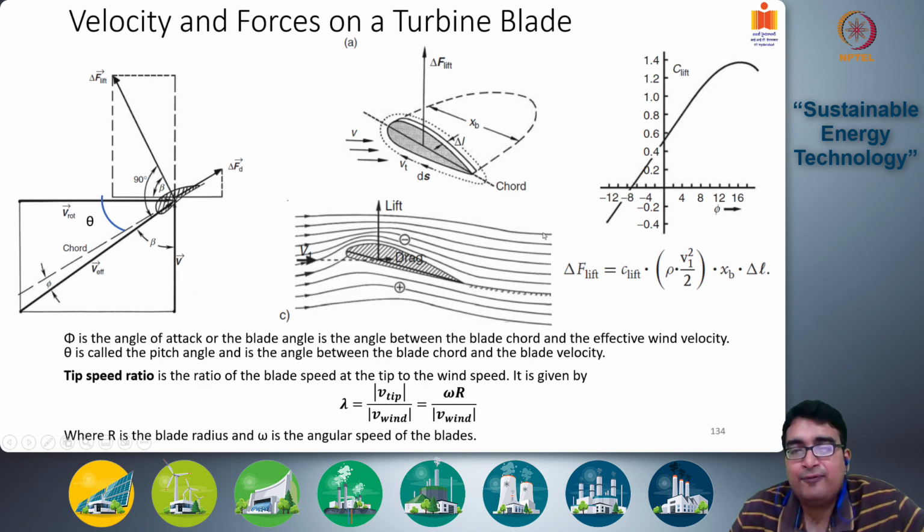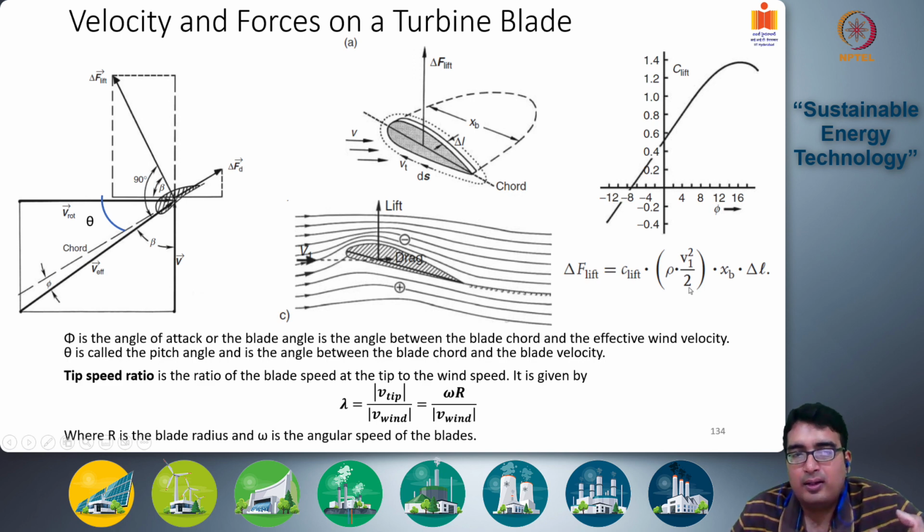Okay, so the lift force delta F is a lift coefficient, which depends on this angle of attack phi between the velocity and the chord line. Okay, you can see the lift coefficient is given here. All right, so it kind of maximizes at 12 to 16 degrees and then suddenly stalls. Otherwise, the lift force is increasing. Then this is rho v1 square by 2.